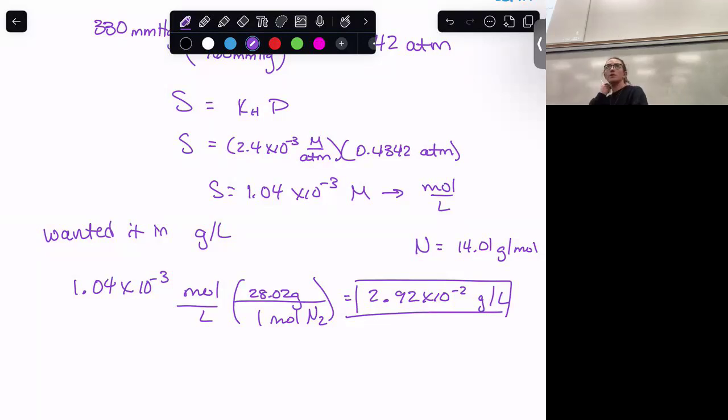So solubility and molarity the same thing? Yeah, it's a concentration unit. Solubility is how much can be dissolved and concentration is how much is dissolved. So you're just looking at the difference there. It's the same units of moles per liter. Okay.